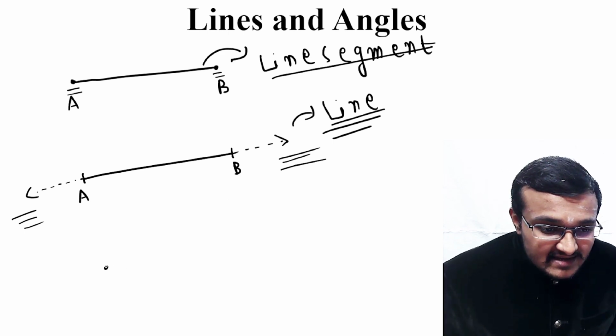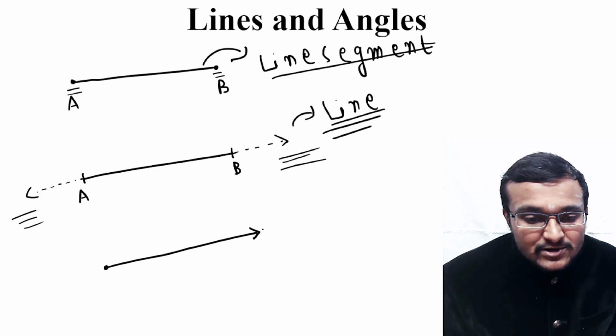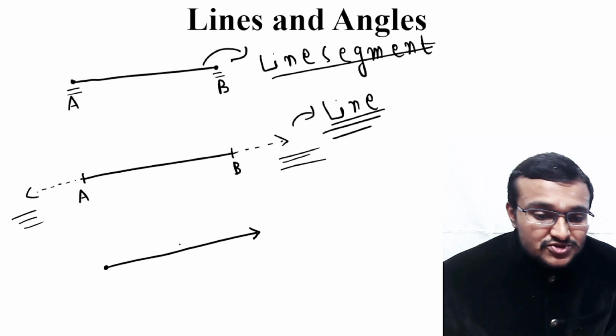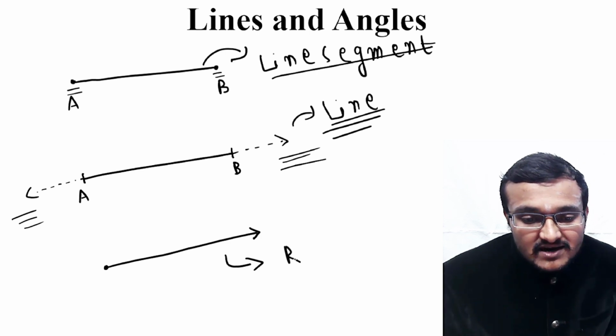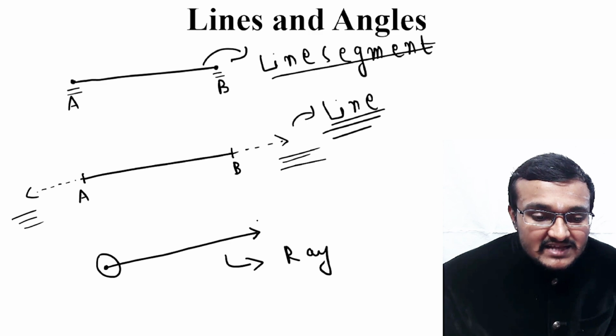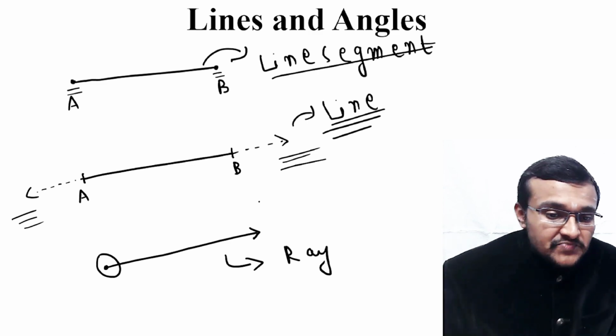If a particular line has one terminating point and on the other side there is an arrow like this, that means it is extending even further. So this can be known as a ray. So a ray has one terminating point and the other end is not terminating, it just keeps on moving.